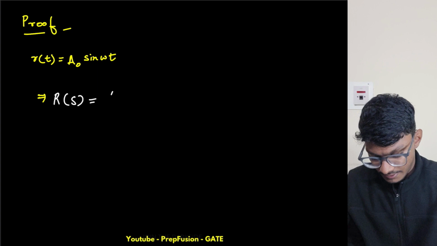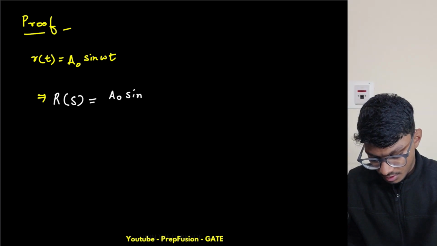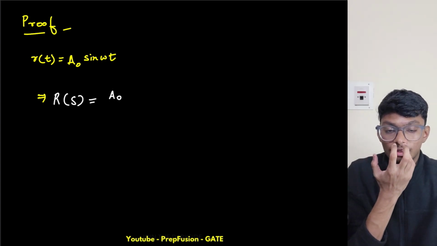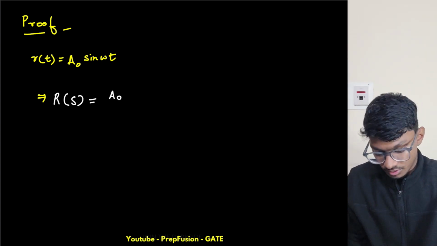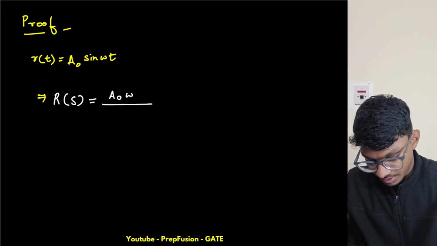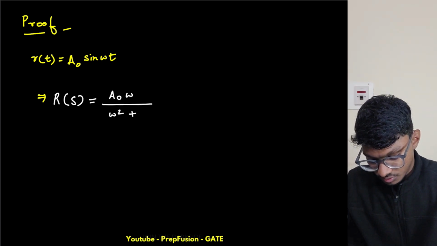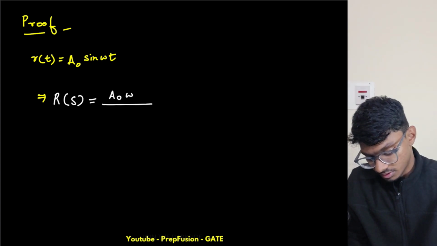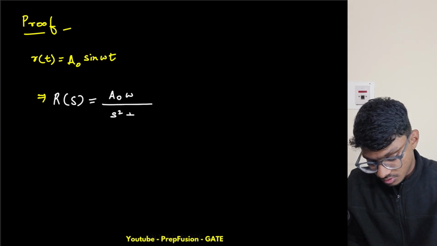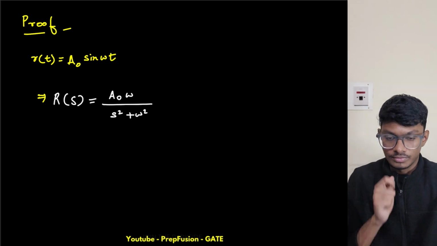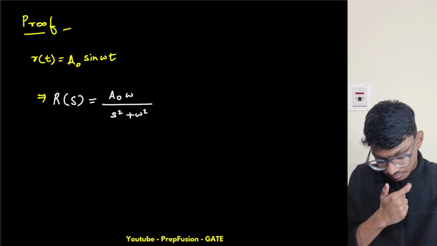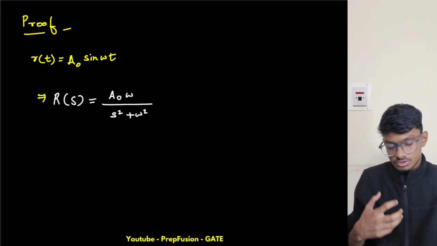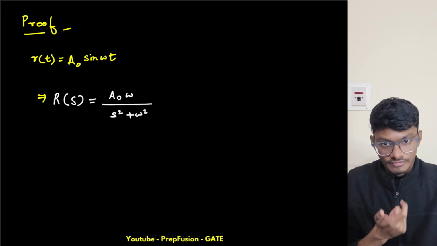My r of s is basically E naught of, I hope you know the Laplace transform of a sinusoid signal, right? It is E naught of omega by s square plus omega square. Sorry, the numerator is omega only, and the denominator is s square plus omega square. I hope you remember that. For cos, it used to be s over here. So this is my Laplace transform of the r of t signal.